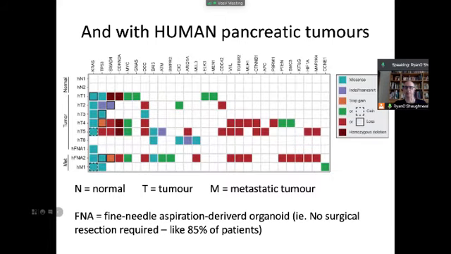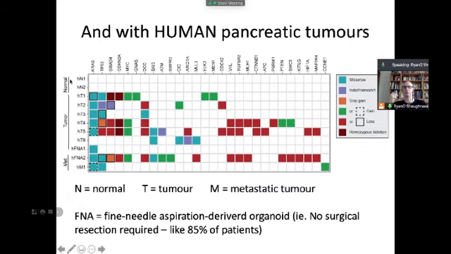And here we can see that the organoids, the fine needle organoid, we can actually sequence the DNA and show that it retains the mutations that we see typically in other just biopsies of normal tumours.